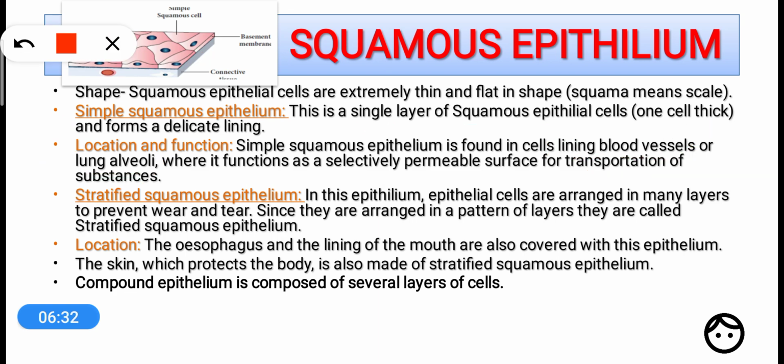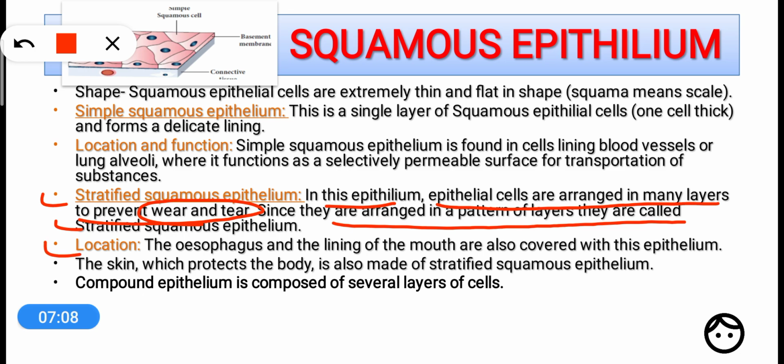Now if we talk about stratified squamous epithelium, stratified means multiple layers of epithelium. If squamous epithelium is multi-layered, then it is called stratified squamous epithelium, and then its function is not the transport of material, but its function is to provide mechanical support and strength to the structure. Right, so here what is written in this epithelium, epithelial cells are arranged in many layers to prevent wear and tear. Since they are arranged in pattern of layers, they are called stratified squamous epithelium. Let's talk about location.